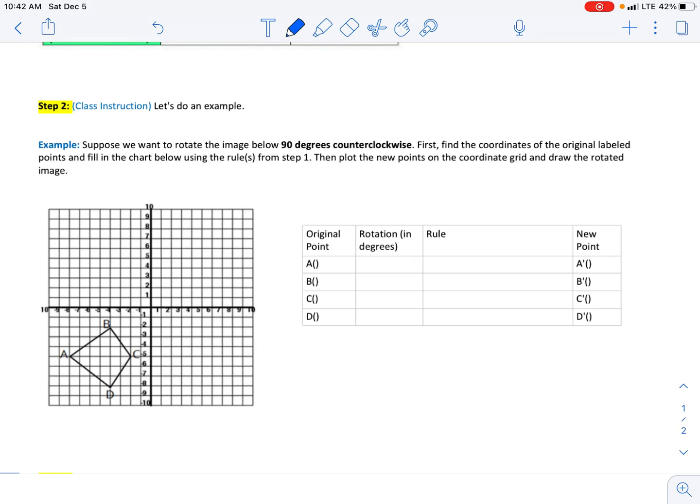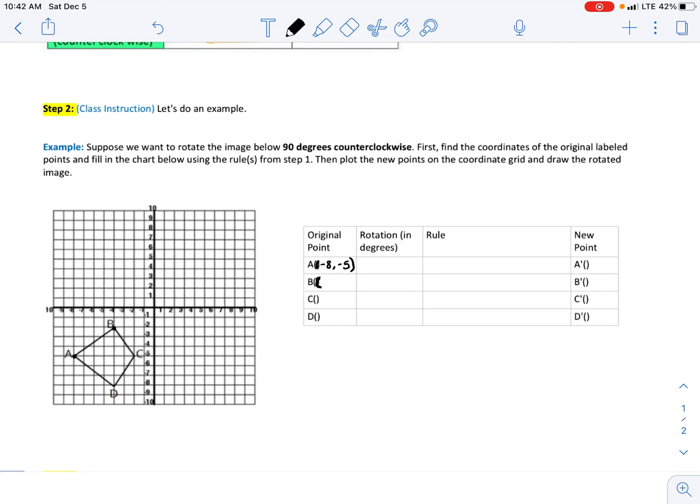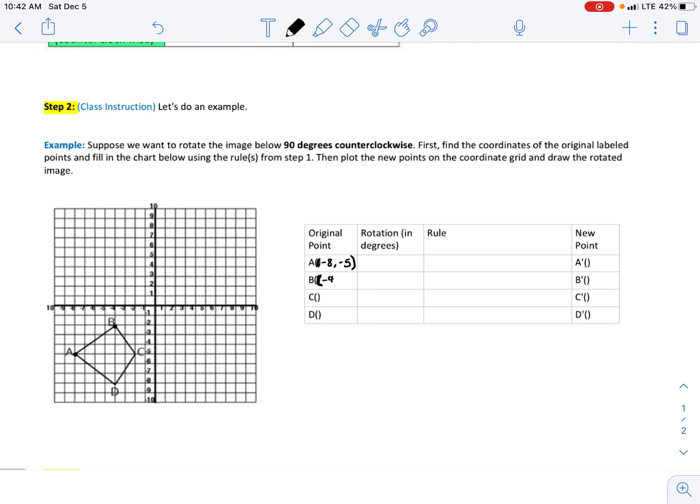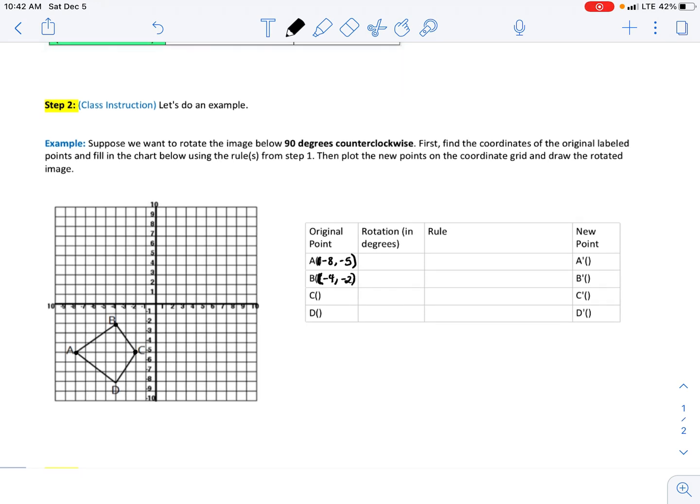Here, I'm looking at my point A first. That coordinate is going to be negative 8, because my x value is negative 8, comma, negative 5. Then for B, I'm going to look at this point here, and my x value is negative 4, and my y value is negative 2. So it's going to be negative 4, comma, negative 2. For point C, that's going to be negative 2, and then negative 5. And for point D, I have negative 4, negative 8.